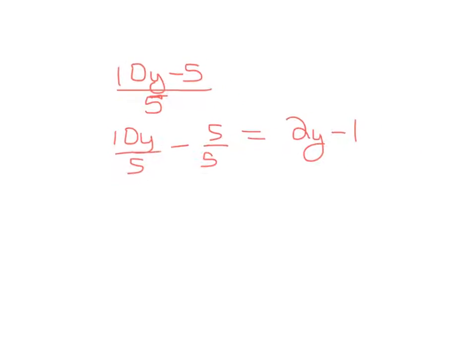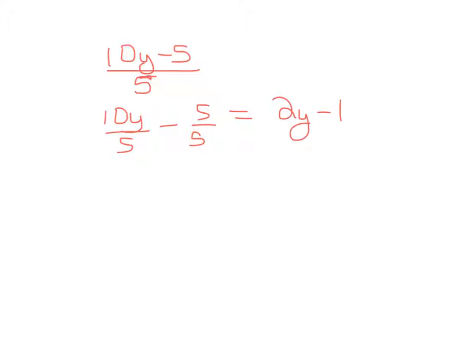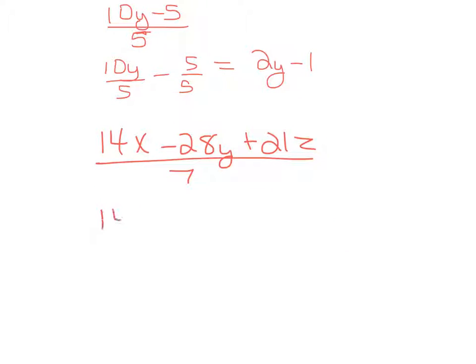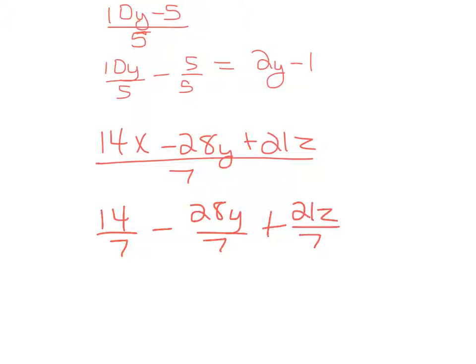Number 6, same thing. But instead of a binomial, it'll be a trinomial. So 14x minus 28y plus 21z divided by 7. Again, divide all 3 by that 7. So then final answer here is going to be 2x minus 4y plus 3z. Then number 7 is going to say factor.